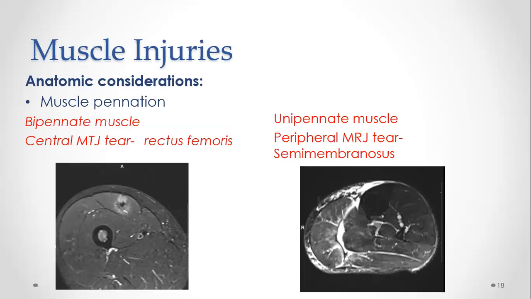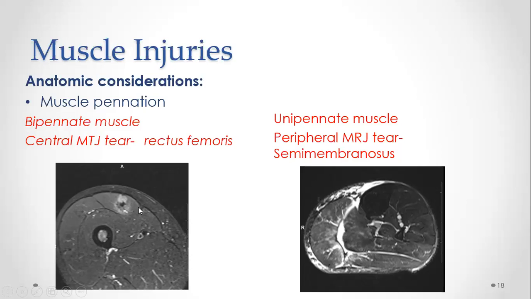Also, another anatomic consideration for muscle tears is understanding the muscle pennation. And that would give you some answers as to why sometimes you see a muscle tear or myotendinous junction tear that is peripheral in the muscle. However, other muscles have a central myotendinous junction tear.